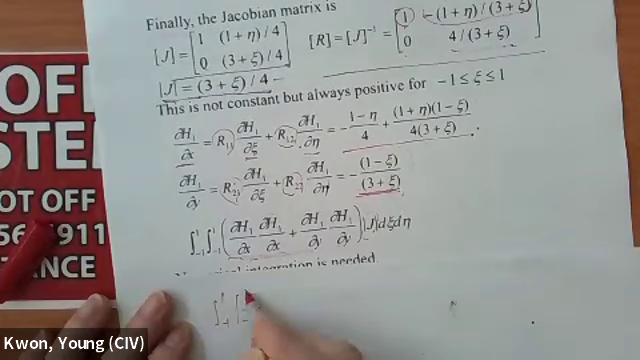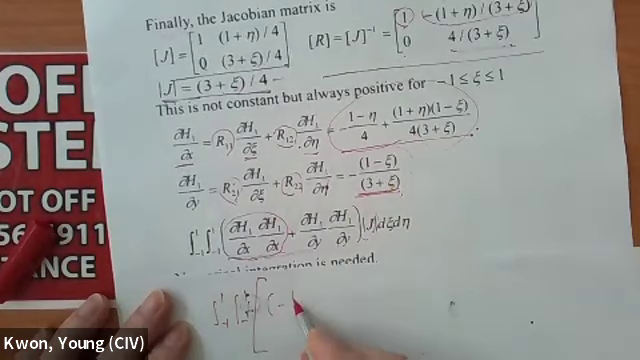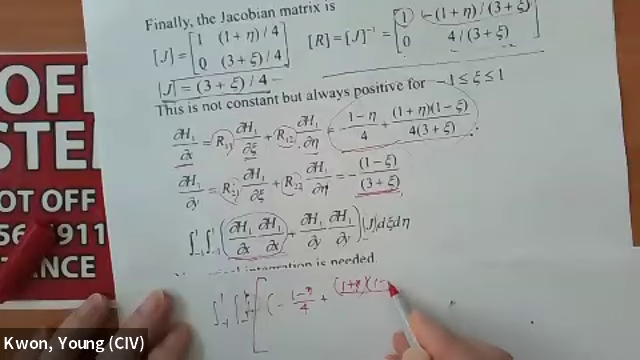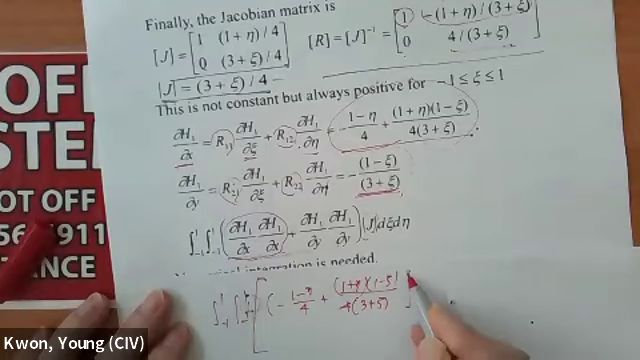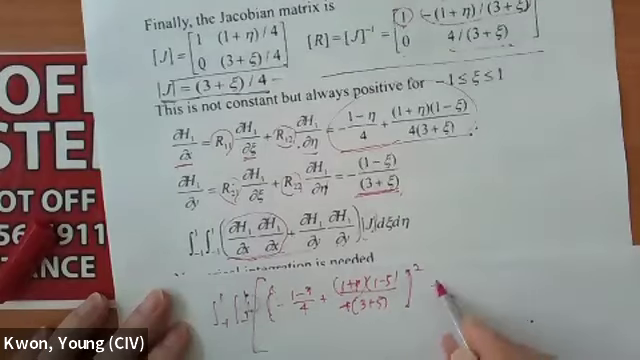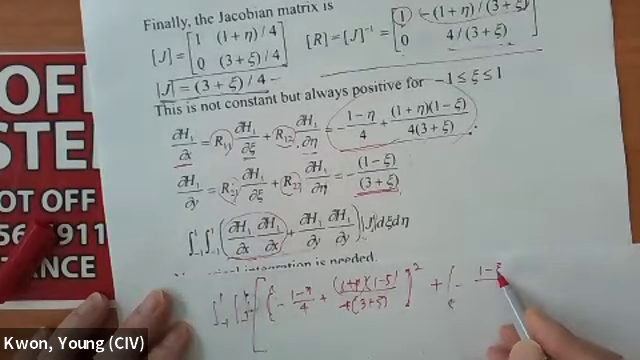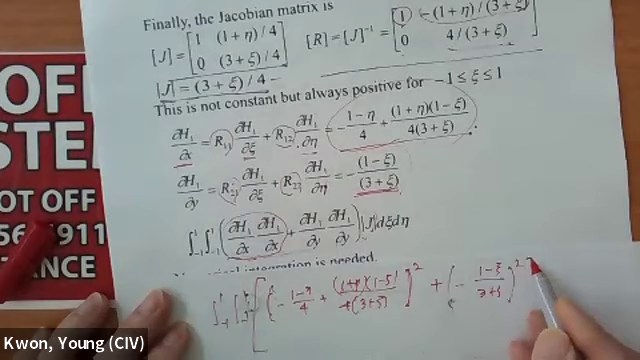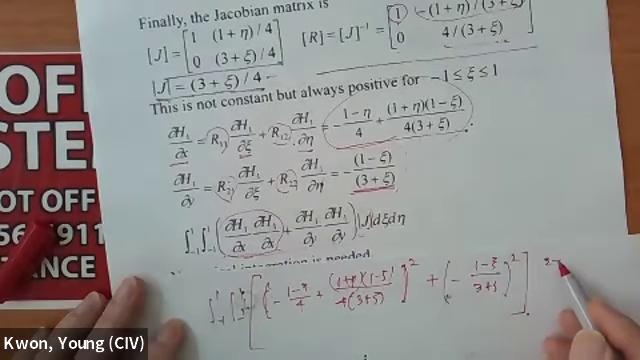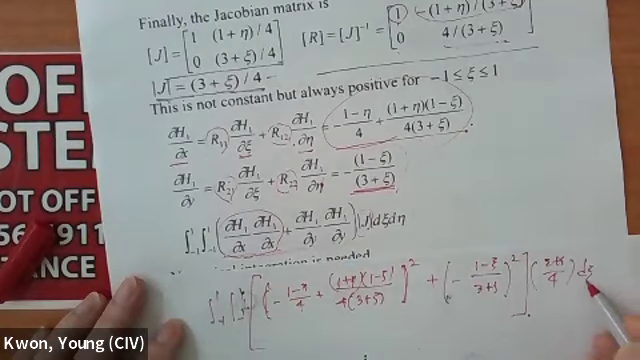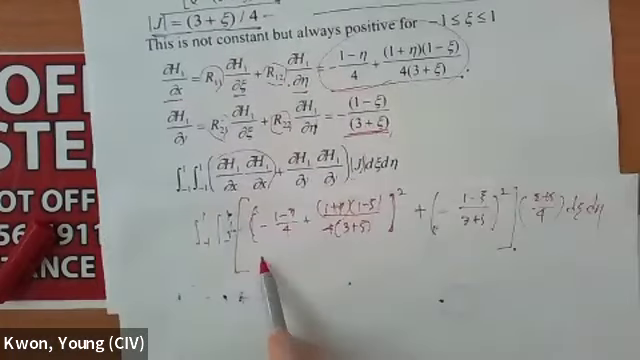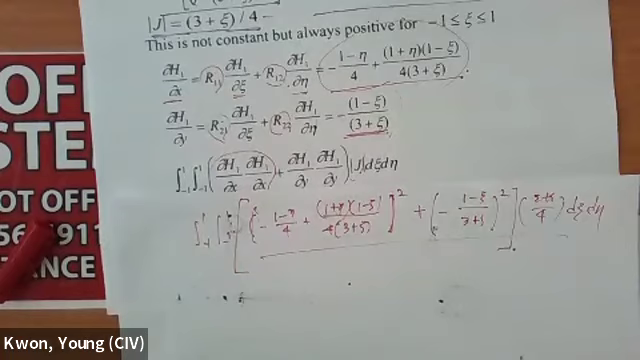So, for example, this is going to be negative 1 to 1, negative 1 to 1, and what is this term? It is this one: negative 1 minus eta over 4 plus 1 plus eta and 1 minus C over 4, 3 plus C, and this whole thing squared, plus minus 1 minus C and 3 plus C, all squared, and then 3 plus C over 4 dC d eta. So if you look at that, do you think we can carry out this one analytically?